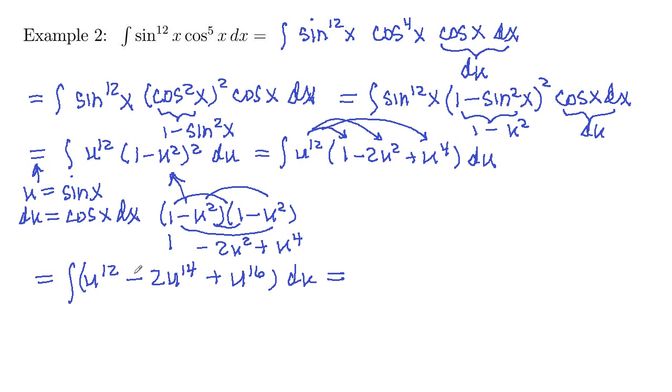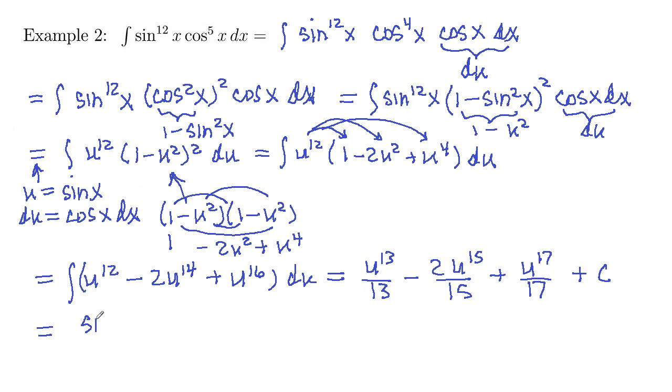And now it's just power rule. So raise the exponent, divide by the new exponent. So u to the 13, divide by 13. Minus 2, u to the 15 if we add 1, divide by 15, plus add 1 to the exponent, u to the 17, divide by 17, and then plus c, because our integration's done. And then we just need to reverse the substitution, right? U is equal sine x, so we'll put that back in here, here, and here for u.